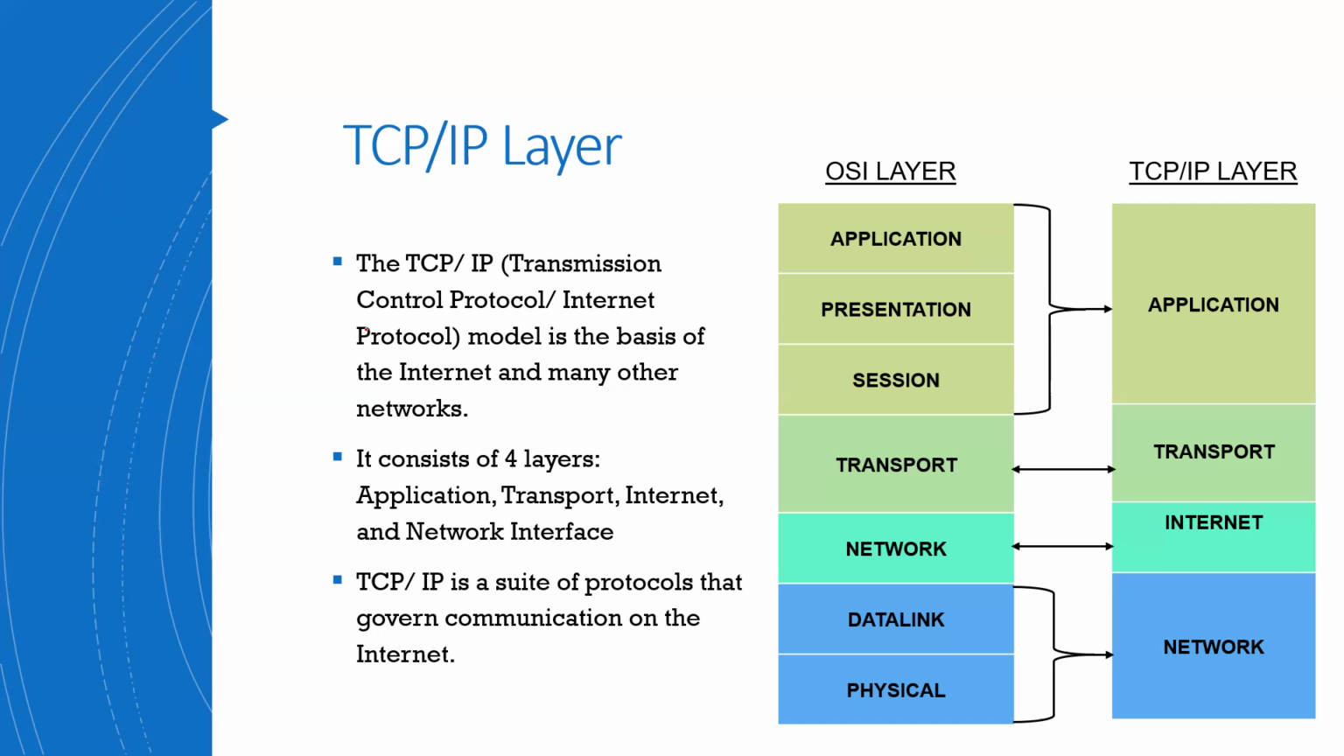In the previous part, we have seen the OSI layer. The OSI layer is a reference model, but TCP/IP is the practical implementation in networking. And in the OSI model, we have 7 layers, but in TCP/IP, we have 4 layers.